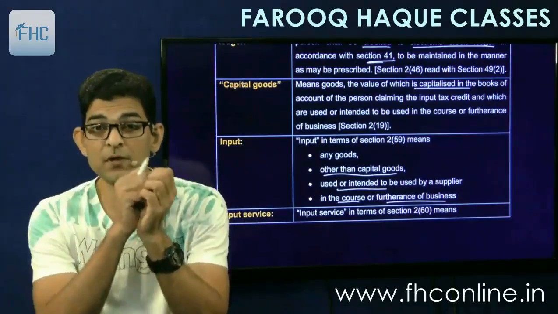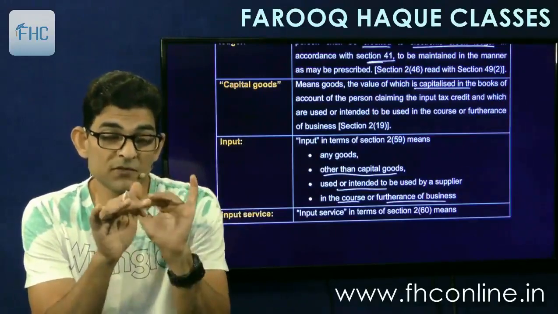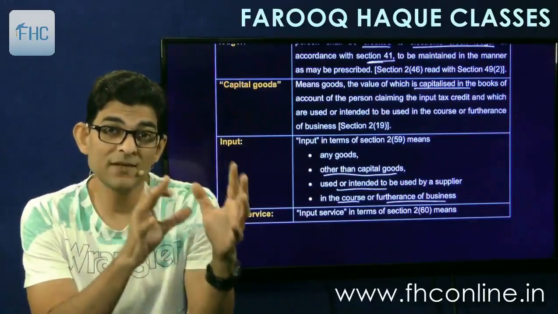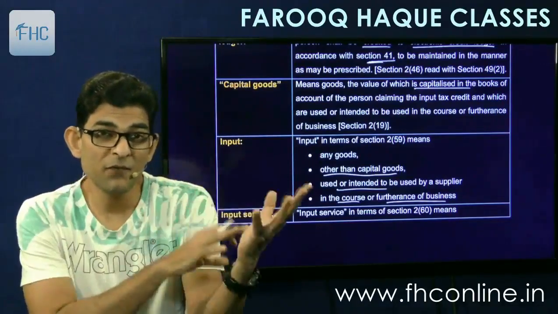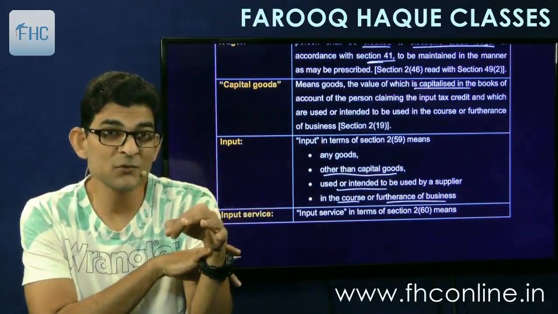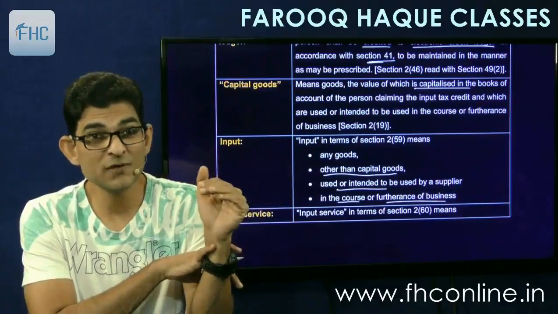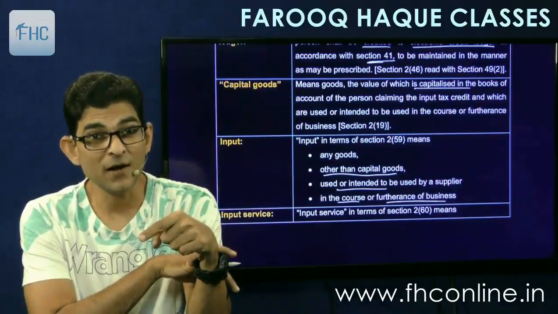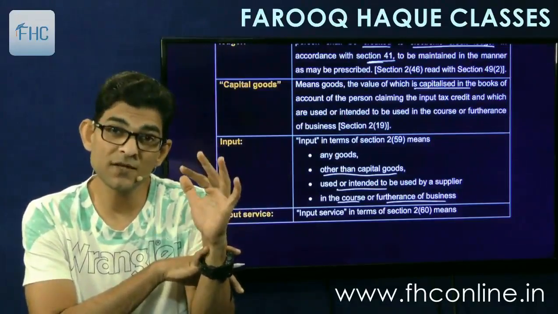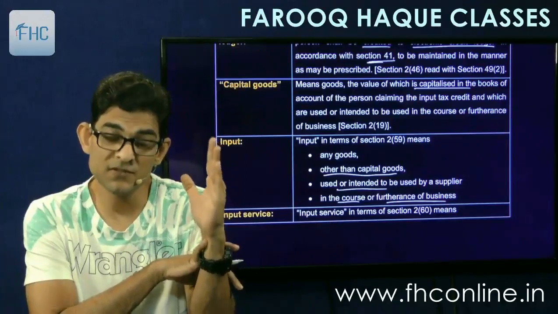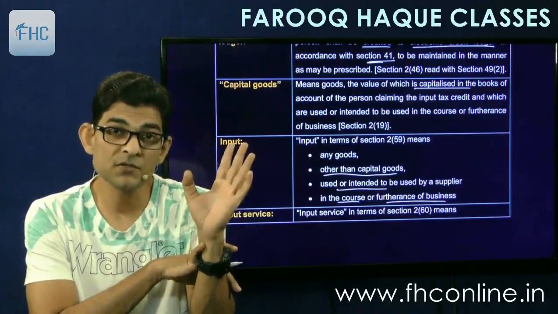Now this is the common point. Whether you define capital goods, you define inputs, or you define service, input service, the common point is that they must be used in the course or furtherance of business. If I buy something which is not for my business use, I will not get credit, obviously. So if I buy my personal goods, I will not get credit in my accounts. Okay. So whatever inputs, whatever capital goods, and whatever input services we are taking must satisfy this condition. They must be in the course or furtherance of business.